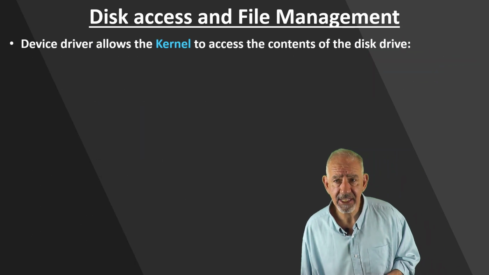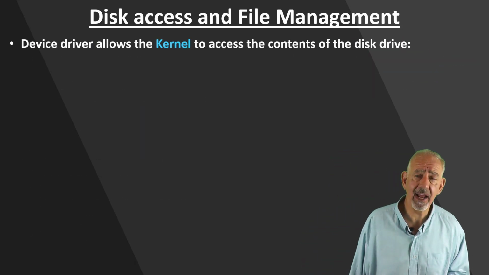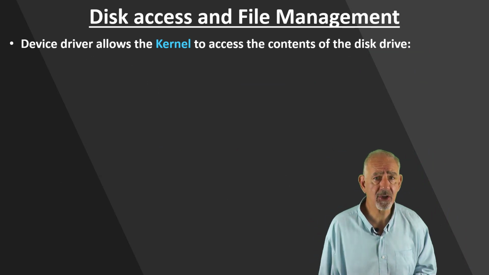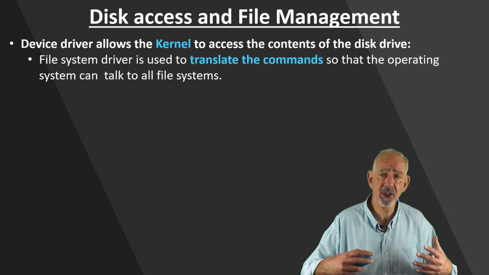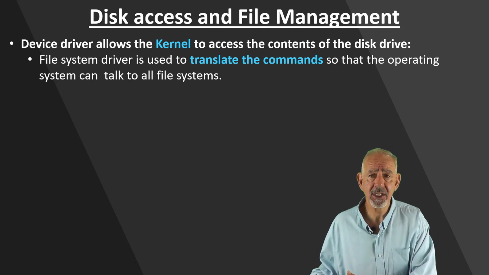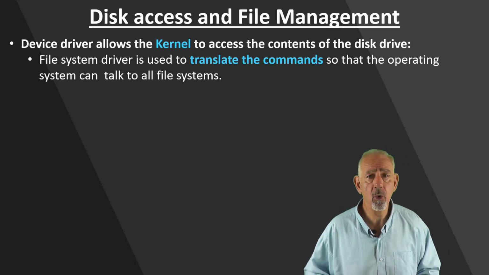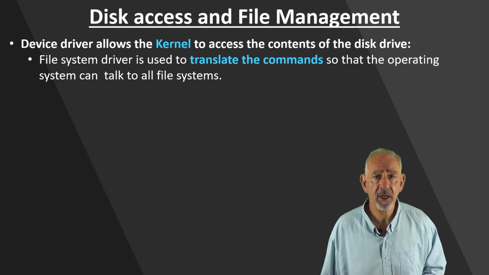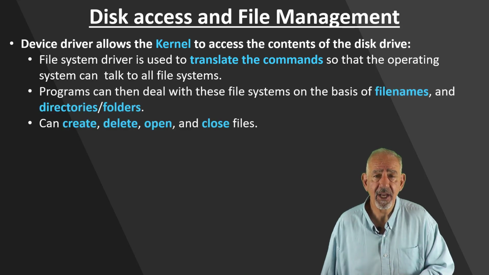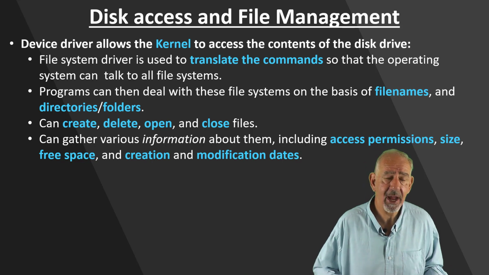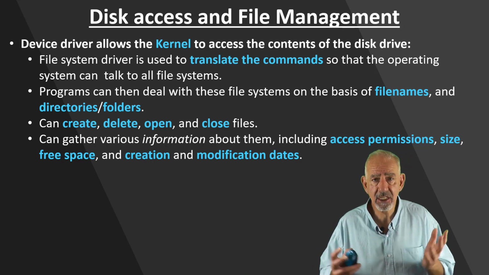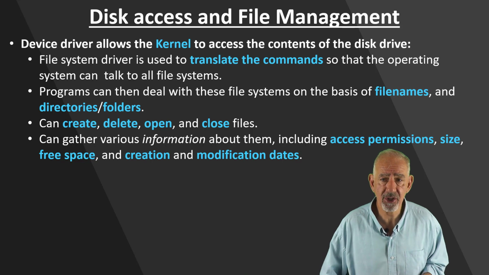So in our disk access, we have a device driver that allows the kernel to access the contents of the disk drive. The file system driver is used to translate the commands so that the operating system can talk to all the different filing systems. Programs can then deal with these filing systems on the basis of their file names and their directories and their folders. So it gives us this abstraction of files and directories.